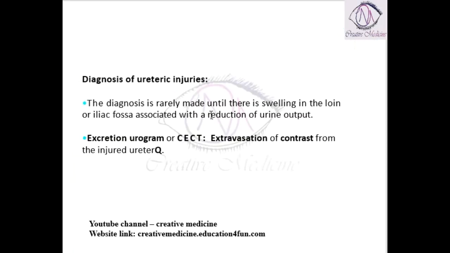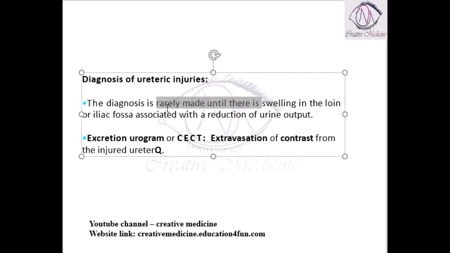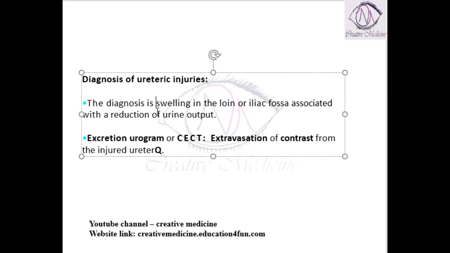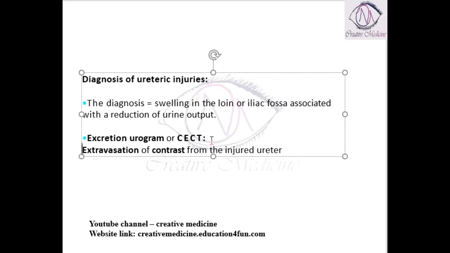So as a result, diagnosis is made only when there is swelling in the loin. Diagnosis is made by swelling in the loin or iliac fossa with decreased urine output. So, in these cases, for diagnosis, we can use an excretion urogram or a CECT can be done.